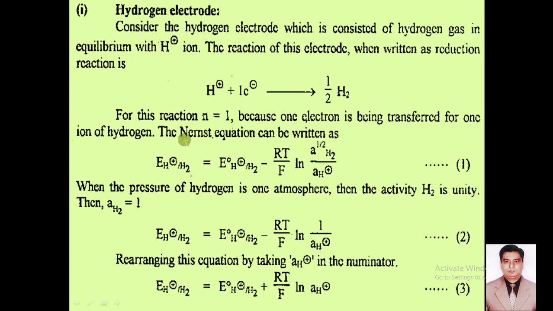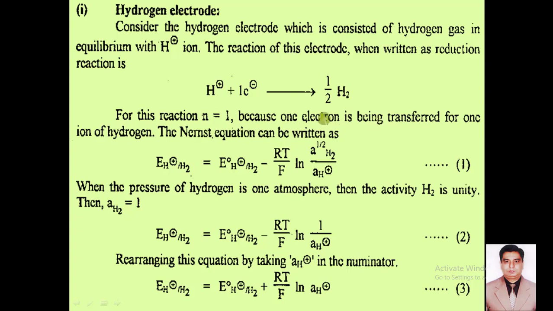So this is the simple hydrogen electrode in which we will apply the Nernst equation to find out the concentration of hydrogen ion. Dear students, simply consider that we have a hydrogen electrode that consists of hydrogen gas in equilibrium with hydrogen ion. So the reaction of this electrode can be written as: hydrogen ion gains one electron and produces half mole of hydrogen. For this reaction, the value of N is equal to 1 because only one electron has been transferred.